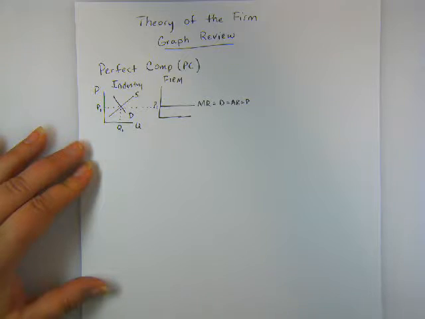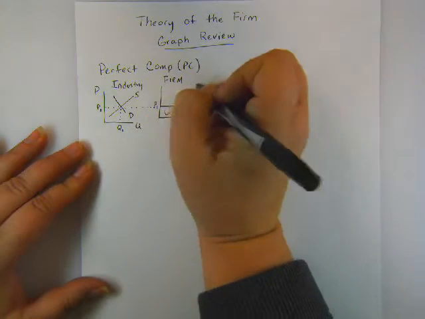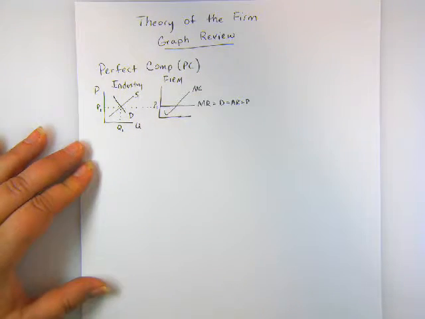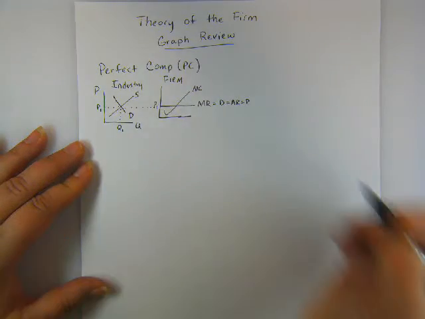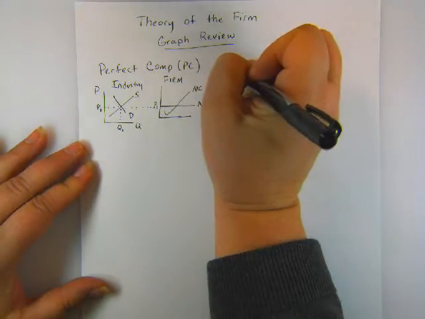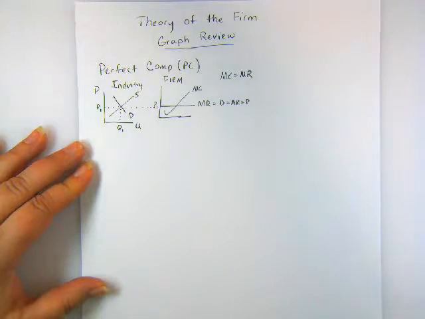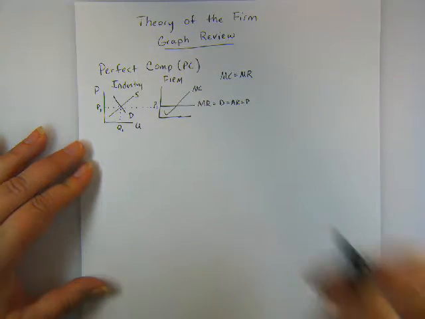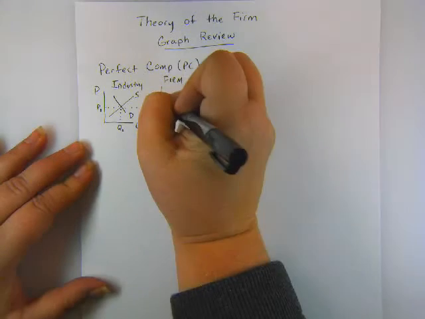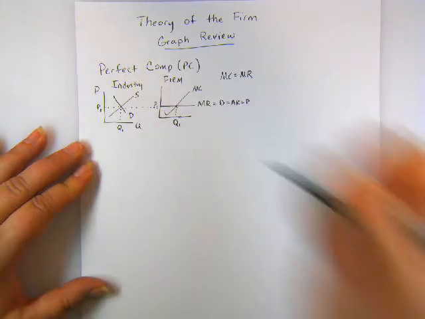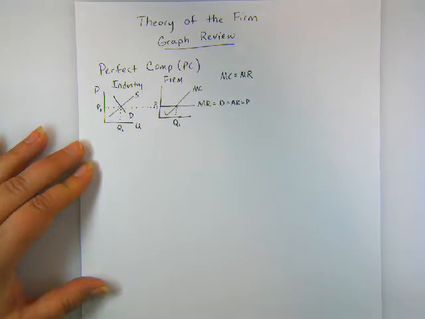Now, the next curve that we're going to see is our marginal cost curve. Marginal cost, wherever marginal cost equals marginal revenue, is our optimum production point. That is where we go to figure out the quantity that we will produce at in the industry.